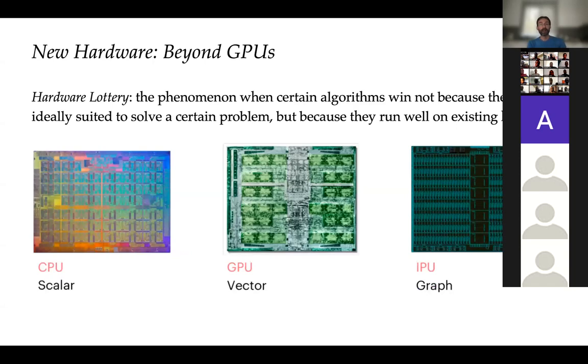And talking about hardware, actually the hardware itself on which graph neural networks run is not necessarily the best for graph structured data and for graph ML problems. What happens in hardware is what is nicknamed the hardware lottery. It's a phenomenon where certain algorithms win not because they're ideally suited to solve a certain problem, but because they run well on existing hardware.